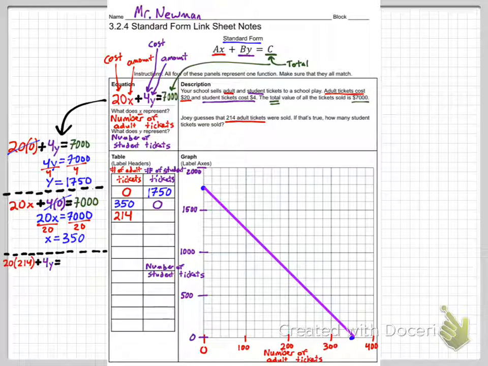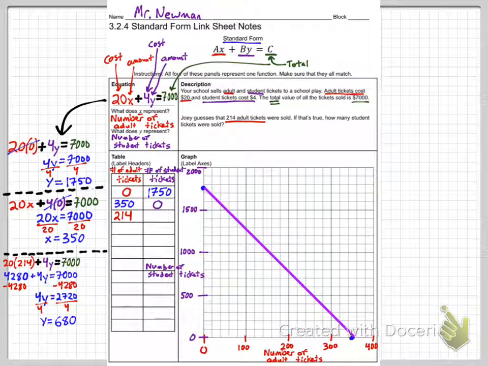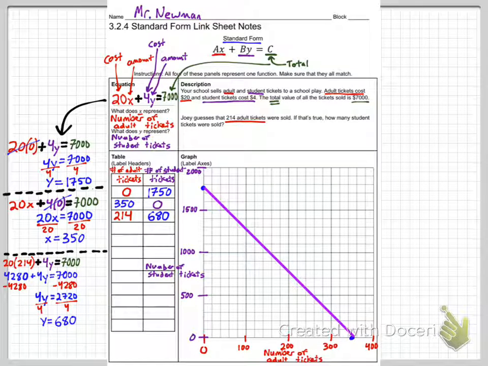So let's come down here. So 220 times 214 plus 4y equals 7,000. Well, 220 times 214 is 4,280. And now I'm just solving for y. Subtract that from both sides. Divide by 4. And you get y must be 680, which means there must be 680 student tickets sold.